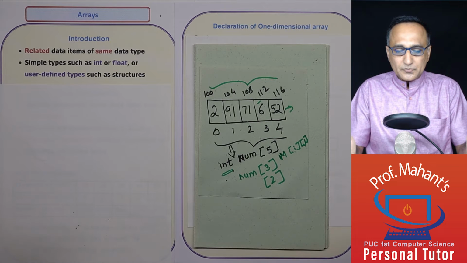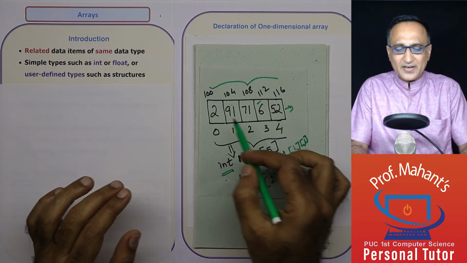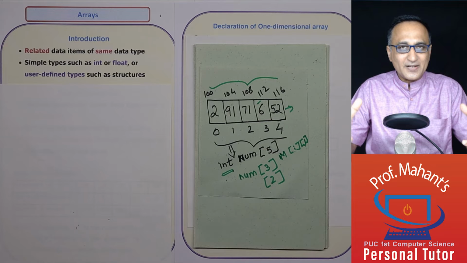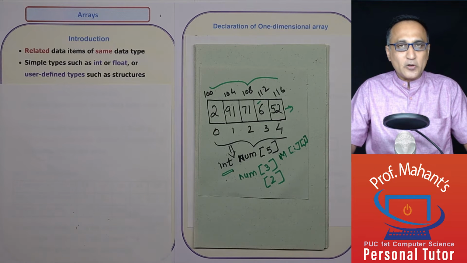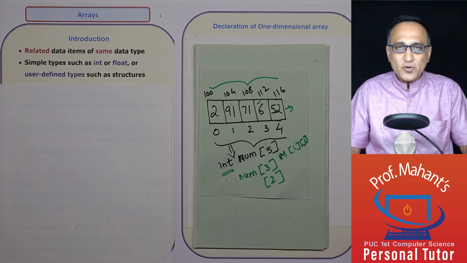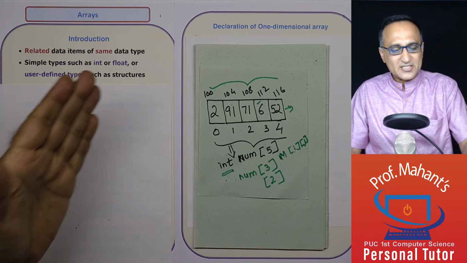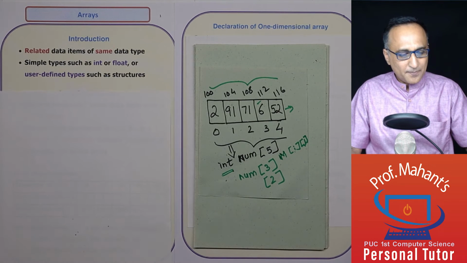So you can group simple data types, like you have created an array of integers, or think of it as a grouping of integers. They could be grouping of real numbers, and then you can group a user defined data type called structures. We'll deal with it once we come to it.